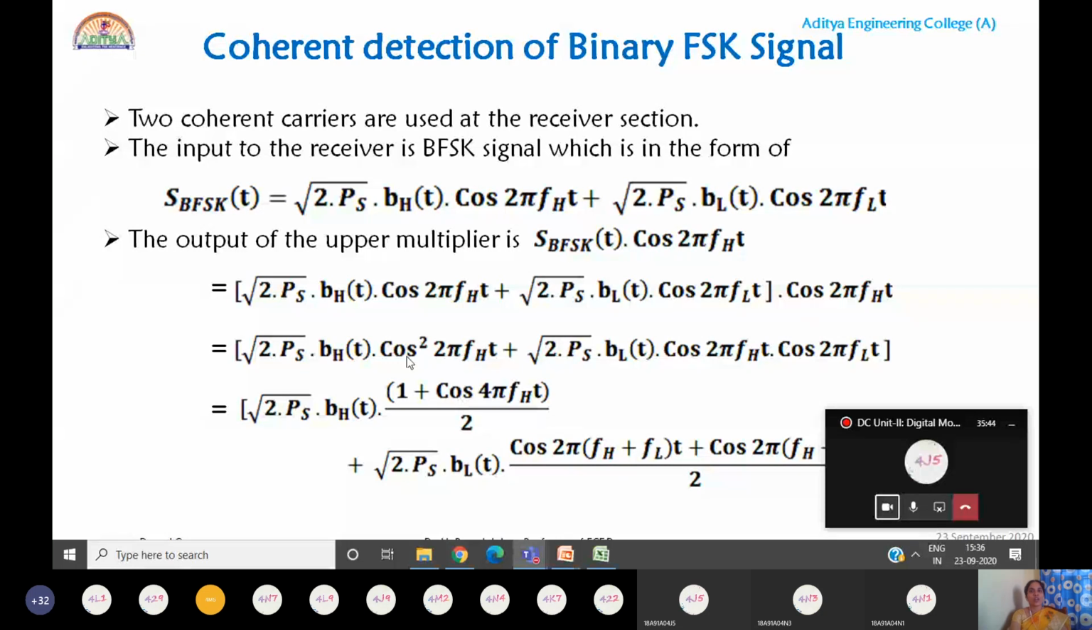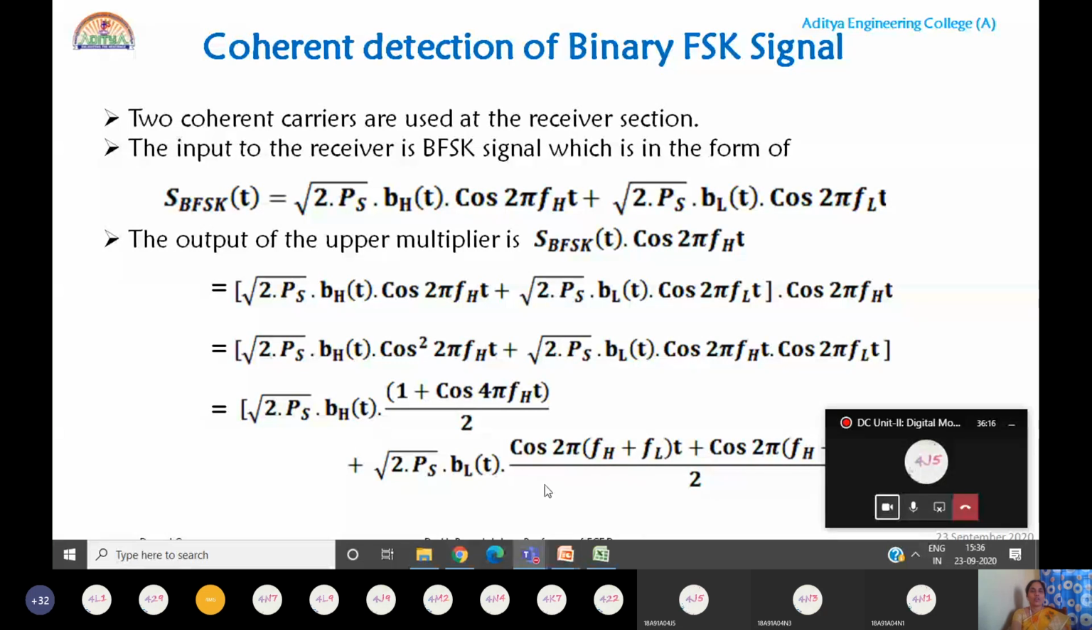The first term is cos square. Using the trigonometric expression, cos square x can be written as (1 plus cos 2x) divided by 2. In the second term, you can take the product cos x into cos y, which is cos(x plus y) plus cos(x minus y), divided by 2. Using the respective trigonometric expressions, we replaced them. Now this is the output of the upper multiplier.